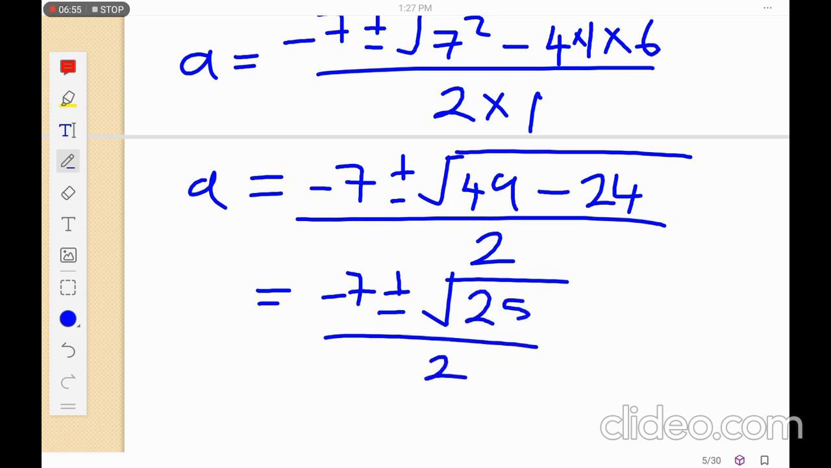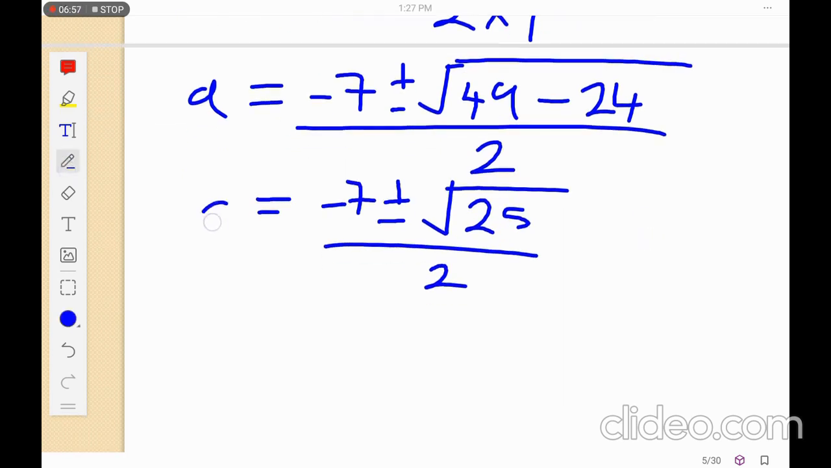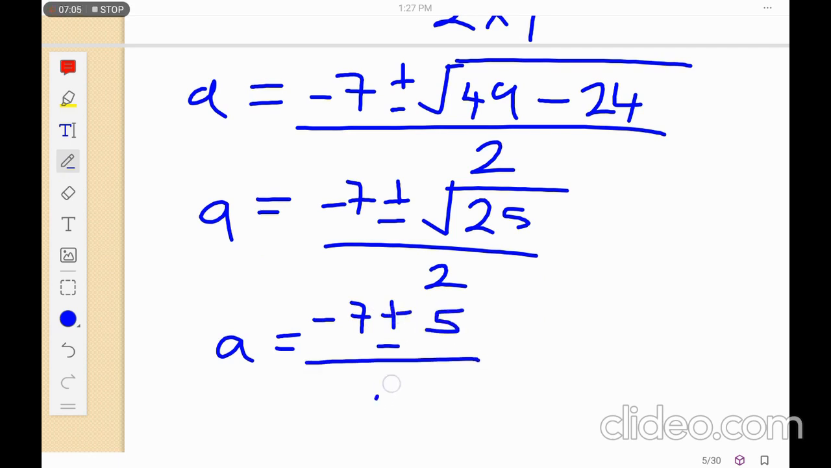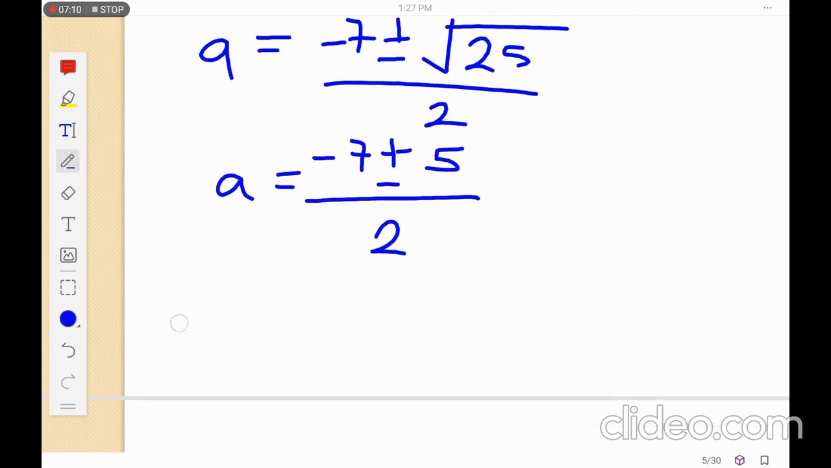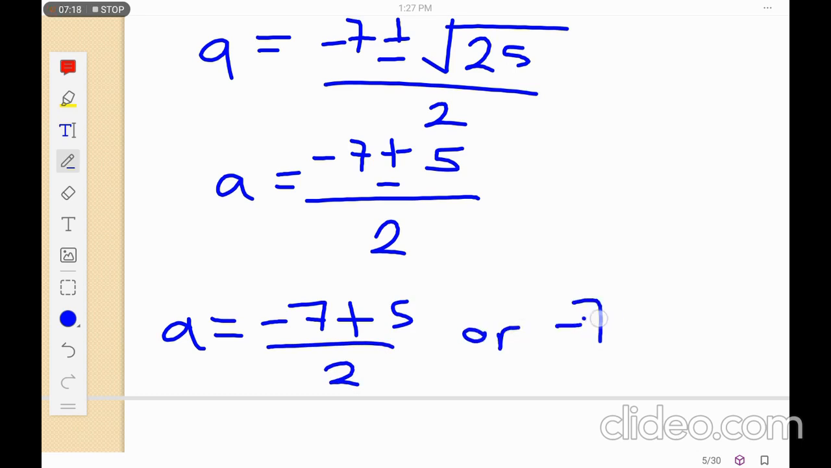all over 2. Okay, so our a is going to be minus 7 plus or minus square root of 25, we get 5. So this is all over 2. So our answer is going to be either a is equal to minus 7 plus 5 over 2, or minus 7 minus 5 over 2.